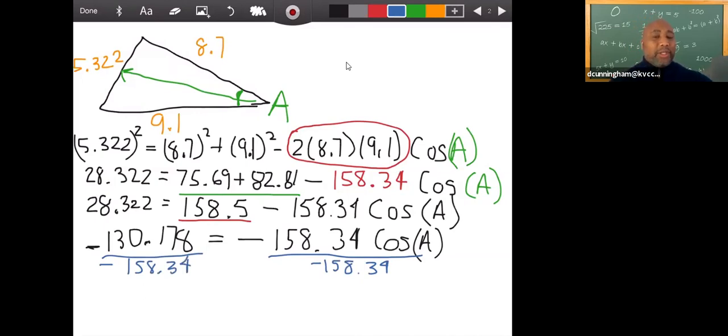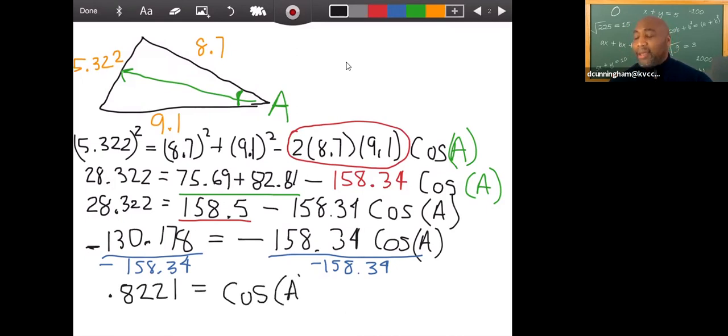And what that would give me, since we're dividing by 2 negatives, it'd give me a positive number. So let's write what that number would be. It'd be close to like 0.8221. So write this down. 0.8221 is equal to the cosine of angle A. Again, go back over the video to look at how I got this particular value.